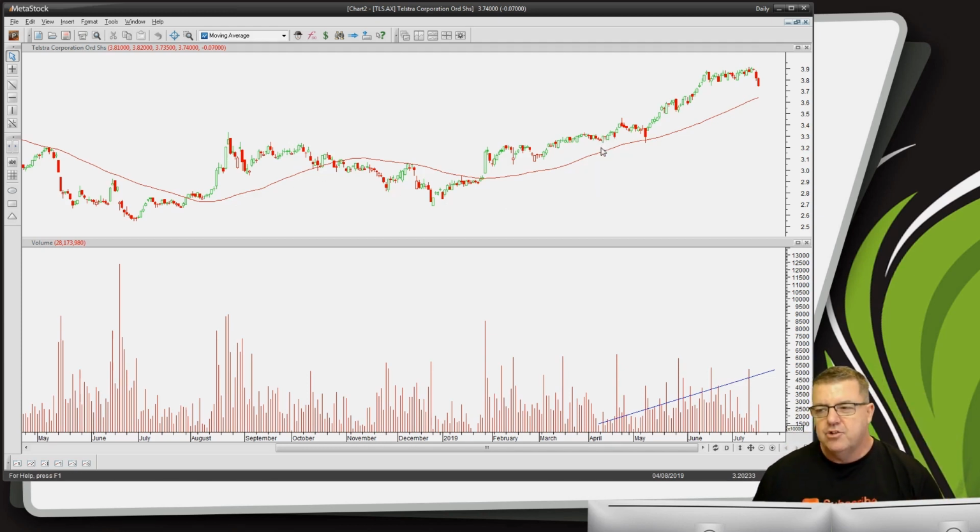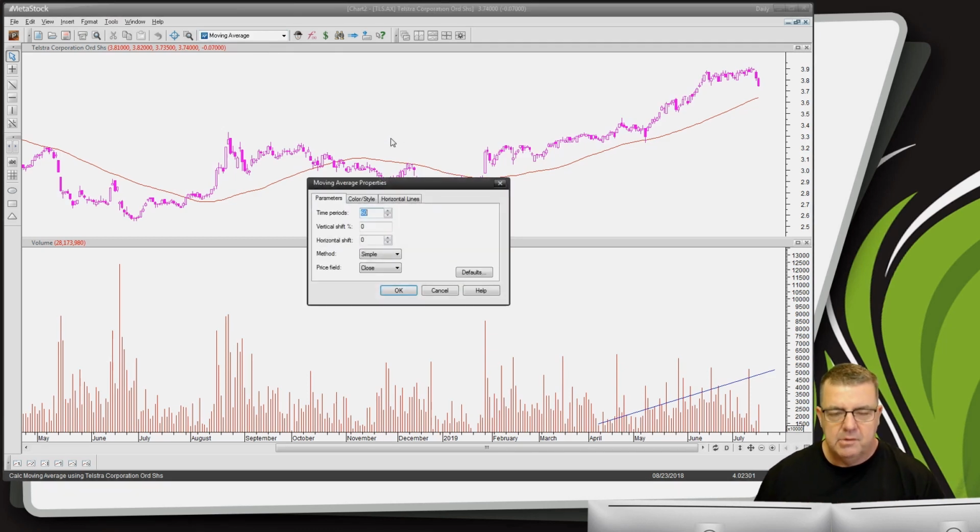Now, what a lot of traders and technical analysts will do is they'll actually use 2 or more moving averages together, where they'll say, okay, I've got a 60-day moving average. What I might do is I might put a 200-day moving average on here as well. I'll make this one a different color. Let's make that a bit of a grey colour, a bit easier to see.